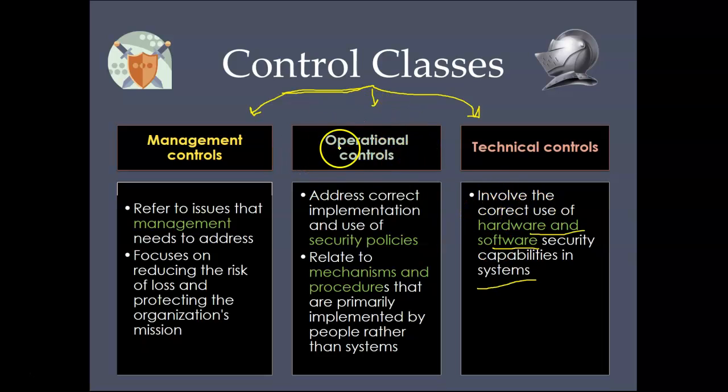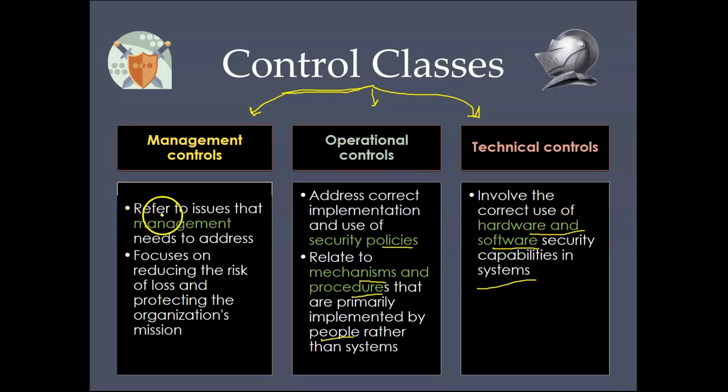Operational control is related to policies, mechanisms, methods, and procedures for how to solve this issue. So it provides policies, mechanisms, and procedures. It doesn't use systems, but is implemented by people. People are the ones who create policies. People are the ones who create mechanisms or procedures. So operational controls are done by people, not by systems.